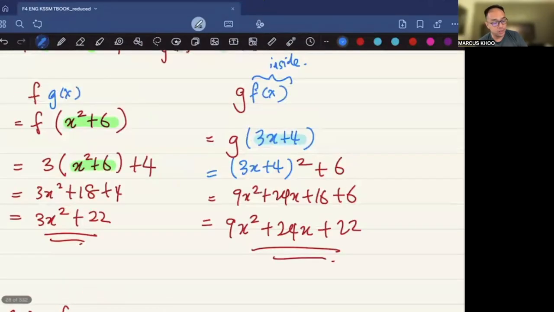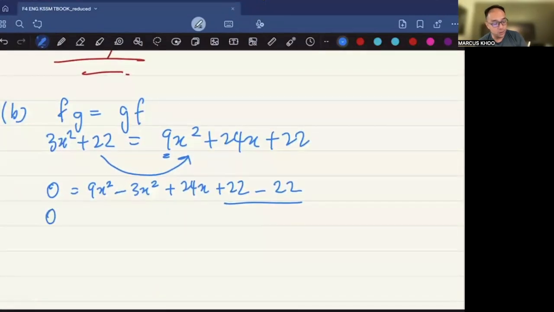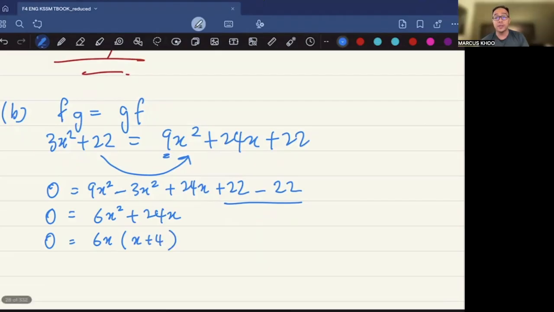Hold on, let me just double check something. Okay, and so we're left with 0 equals 6x squared plus 24x. When we factorize this out, we'll get 6x times x plus 4. So there are two values here again. x equals 0 and x equals minus 4. These will be both our answers for this.